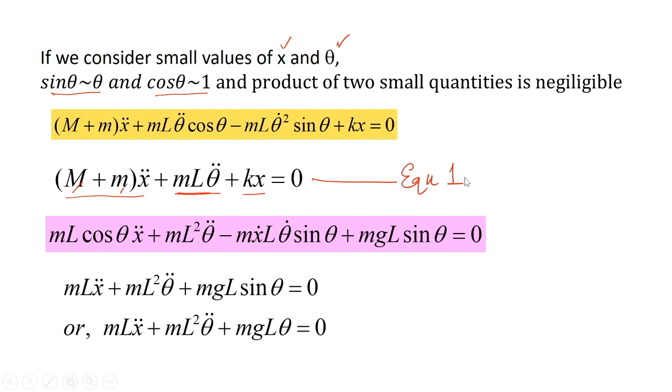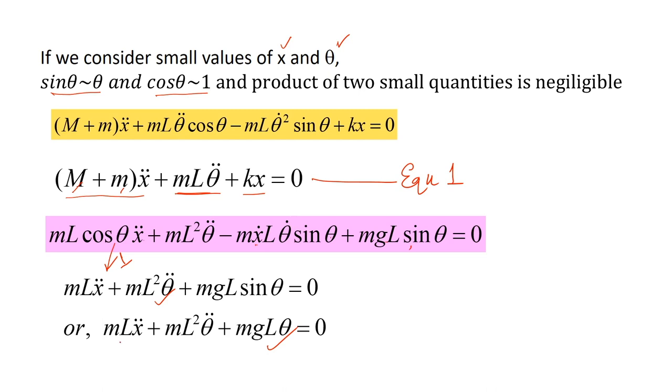And from the second equation, after assuming small displacements x and theta, we can write m l cos theta x double dot plus m l square theta double dot minus m x dot l theta dot sin theta plus m g l sin theta equal to 0. So, m l x double dot, because cos theta is now 1, okay, and m l square theta double dot is there, and here again sin theta will be written as theta. So, this can be written as m g l theta. However, x dot and theta dot are both small quantities. So, the product of two small quantities is neglected.